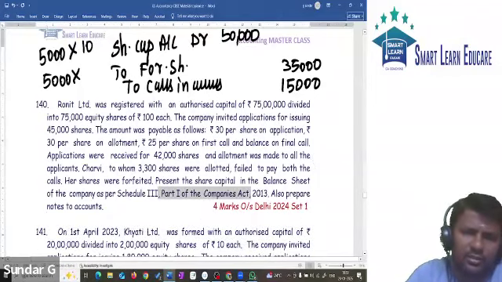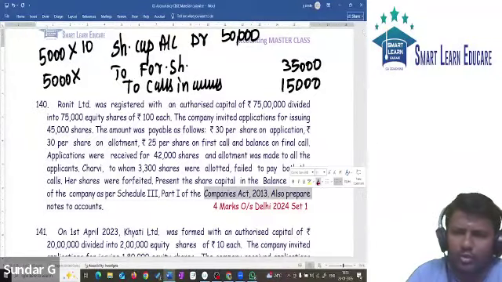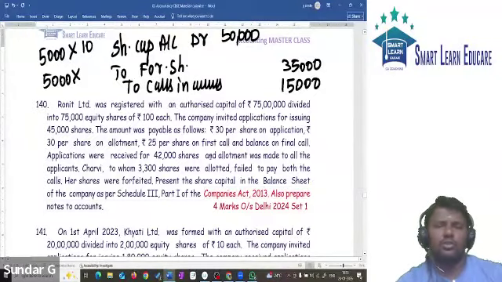They are asking us to prepare notes to accounts relating to share capital. Share capital related, what is the notes to accounts you have to prepare? First go through this question.